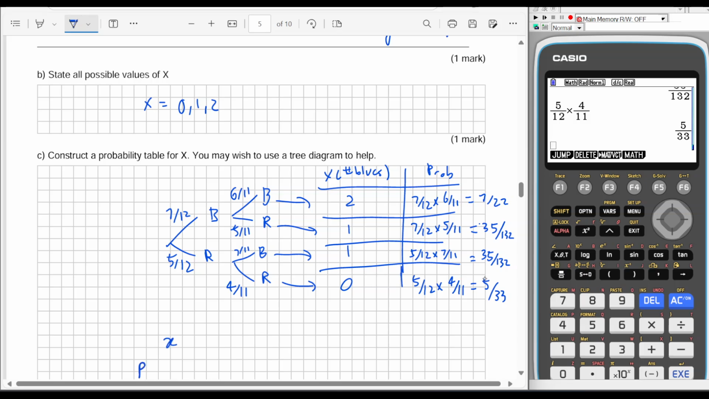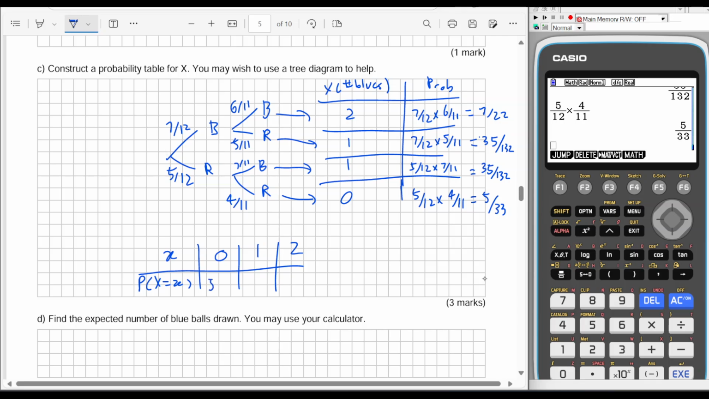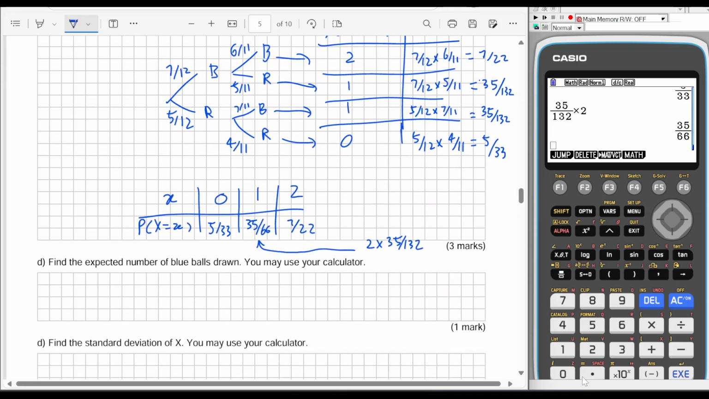So it's going to be x, and probability big X equals little x. X could be 0, 1, or 2. The probabilities for 0 and 2 are quite straightforward because you just read them straight off the table. And for this one, 35 out of 132, 35 out of 132, and I want to double that. I'm going to get 35 out of 66. That one there is just 2 times 35 out of 132 because there were 2 lots of the ones there. That's why we got 2 of those. Everything else was just 1. Okay, let's double check that our thing is actually a PDF.